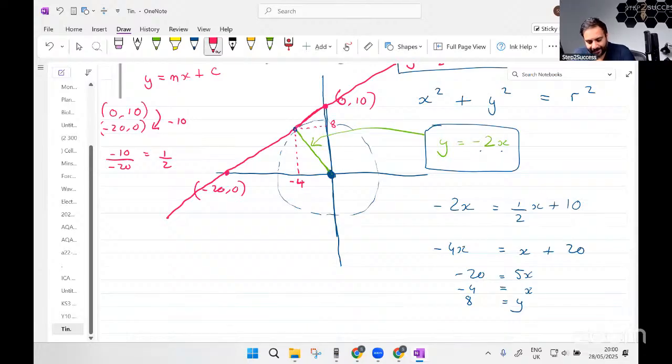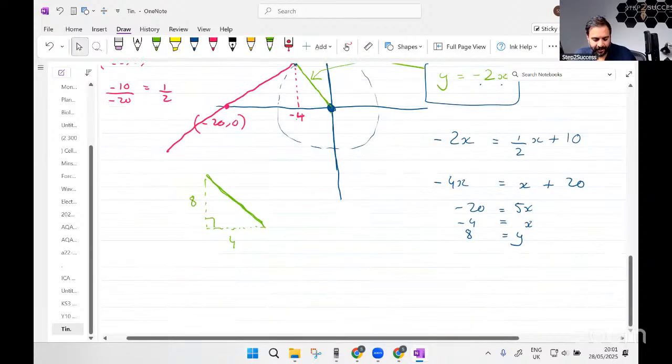And now all I need to do is find the length of this green line, from there to there. How do you find the length of a line? You basically create a right angle triangle out of it. If that's the length of the line I want, and I know that it goes from 0 to -4 here, so it's 4 long there, and it goes up from 0 to 8, so it's 8 there, I've created another right angle triangle.